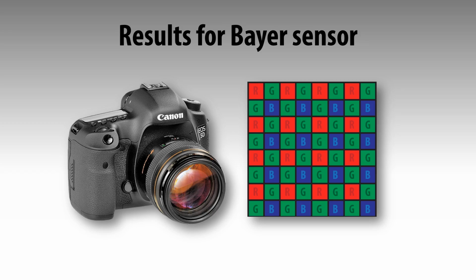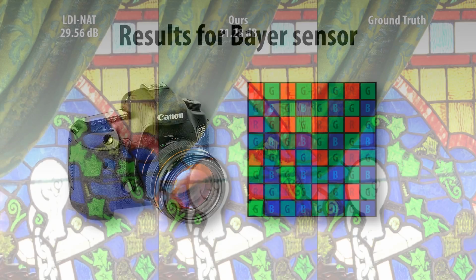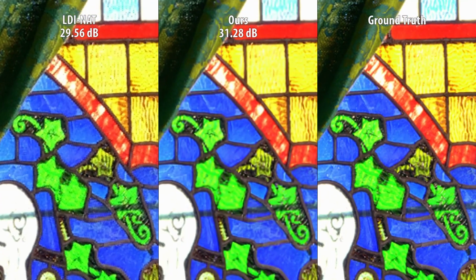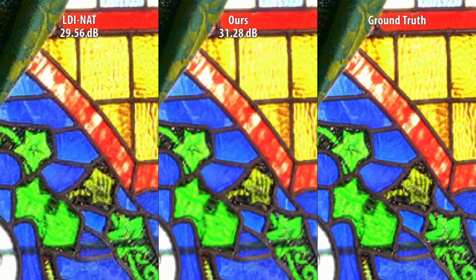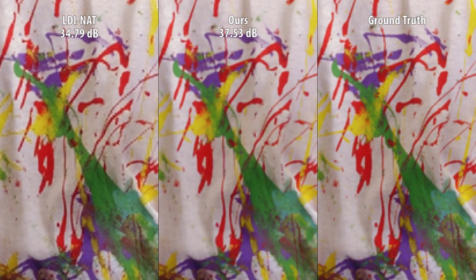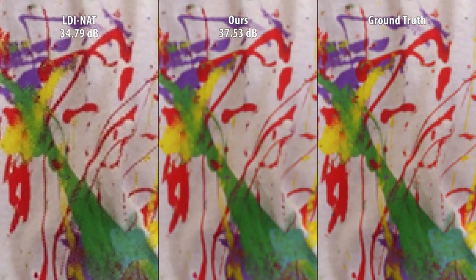We begin with demosaicing the RGB Bayer sensor pattern. The system matrix A is simply the Bayer pattern with one color per pixel. Our method is better than the state-of-the-art LDI-NAT demosaicing method. Notice that the edges of the glass pane are smoothly reconstructed by our solution. LDI-NAT introduces zipper artifacts. Likewise, on the shirt, the paint strokes are smoothly reconstructed by our method.